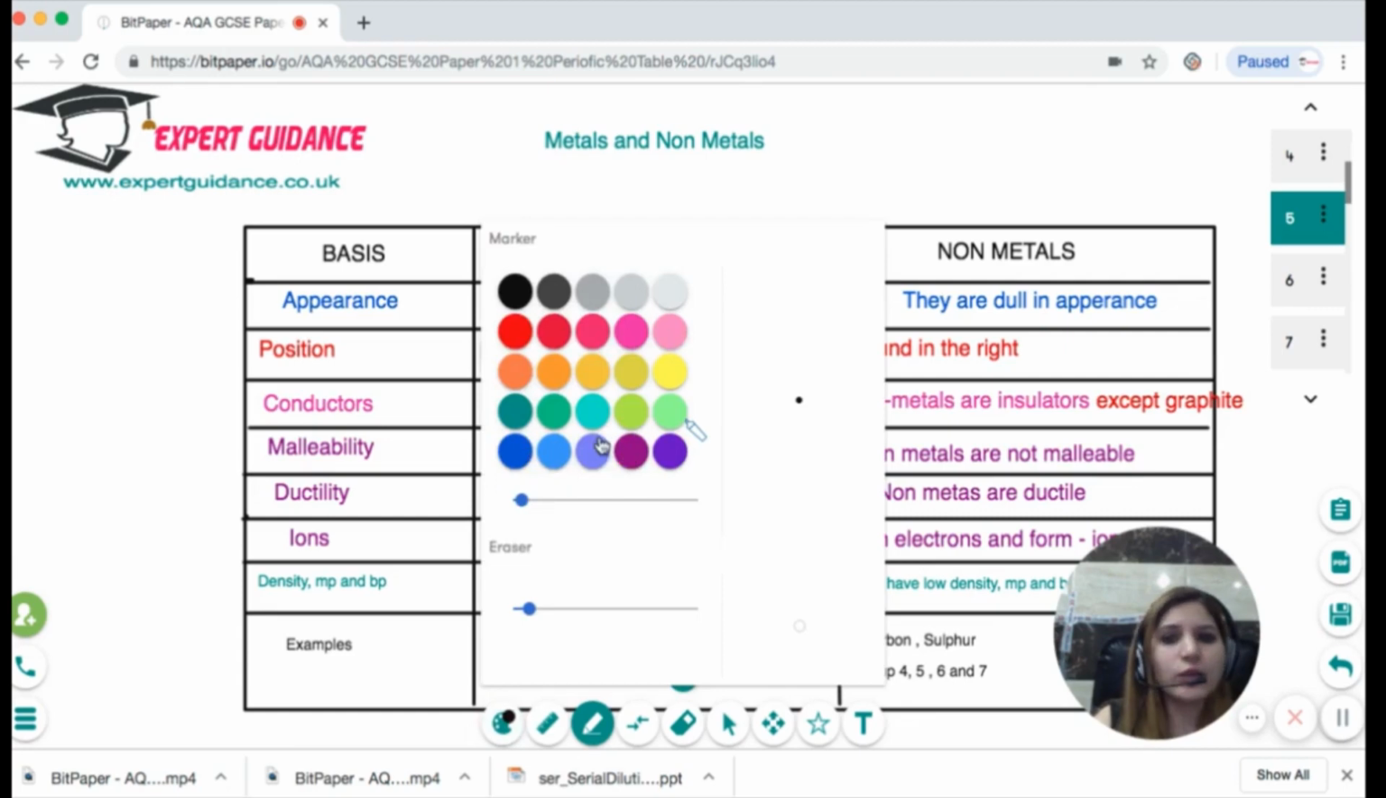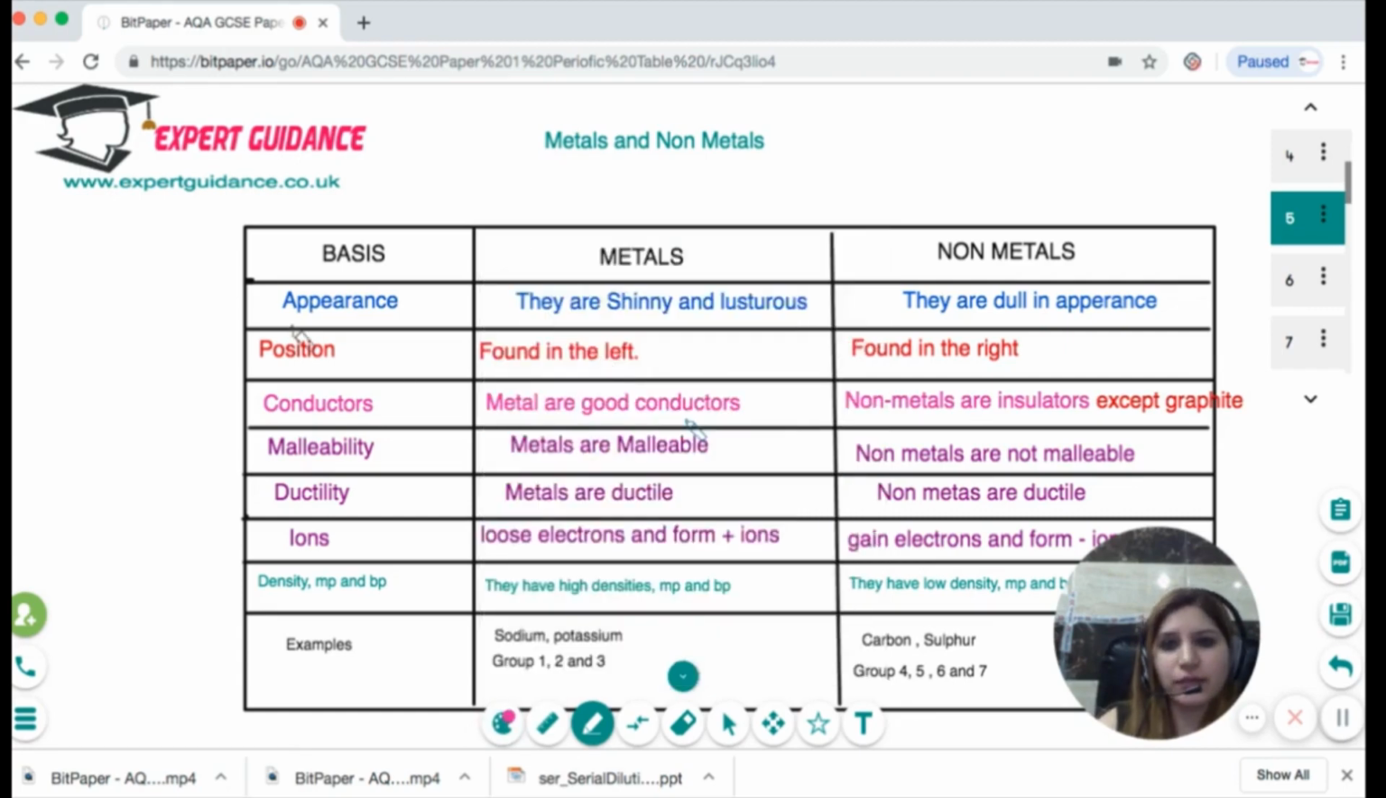Now let's look at some physical differences we see in metals and non-metals. When we talk about appearance, metals are very shiny and lustrous like gold, platinum. The non-metals are dull in appearance. The position is metals are found in the left, non-metals are found to the right of the periodic table. Metals are good conductors of both heat and electricity. We'll see in metallic bonding that they have delocalized electrons, which make them very good conductors of heat and electricity. On the other hand, non-metals have no ions, no delocalized electrons, nothing to conduct electricity except graphite. So non-metals are considered insulators.